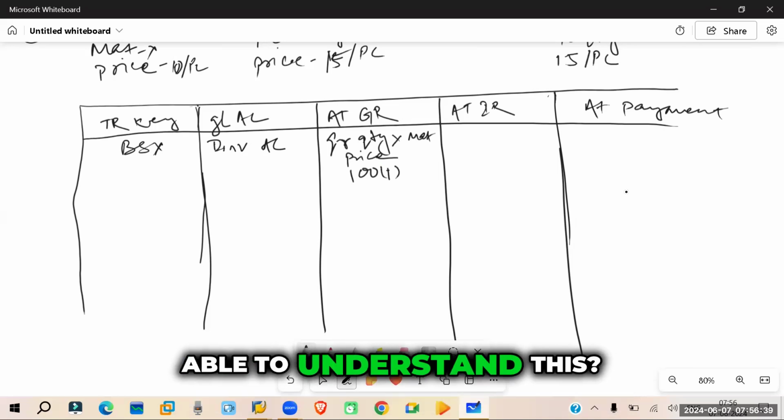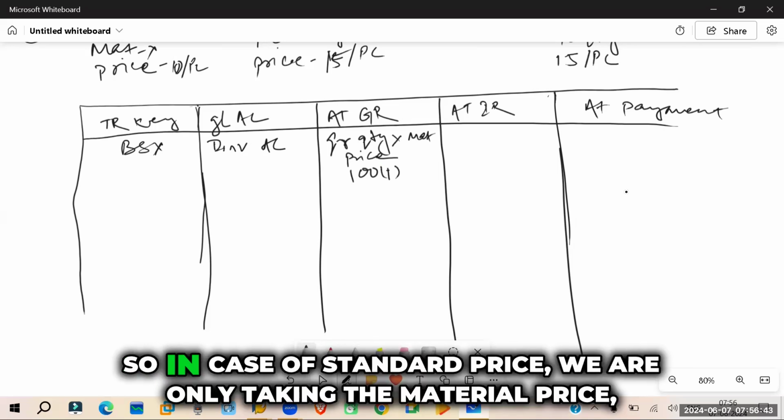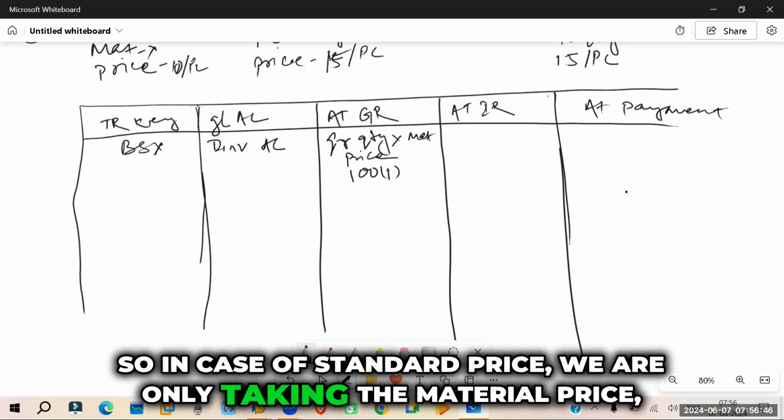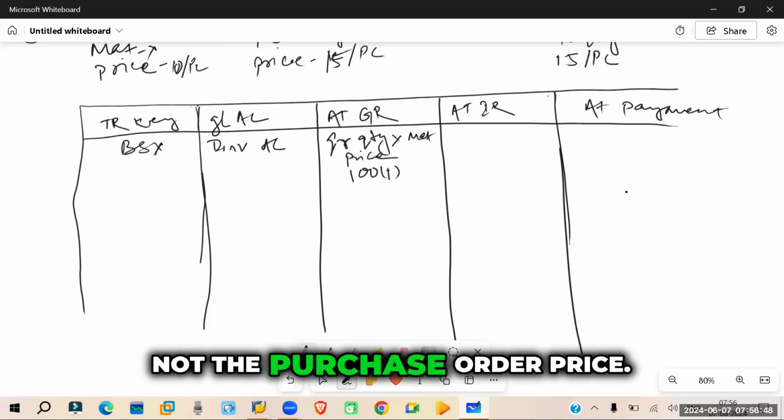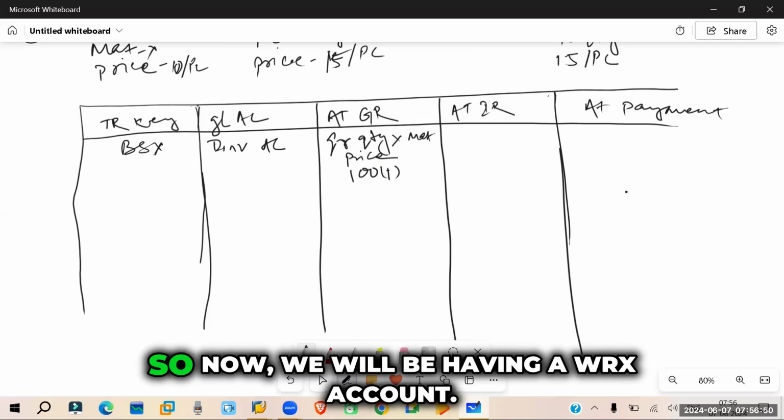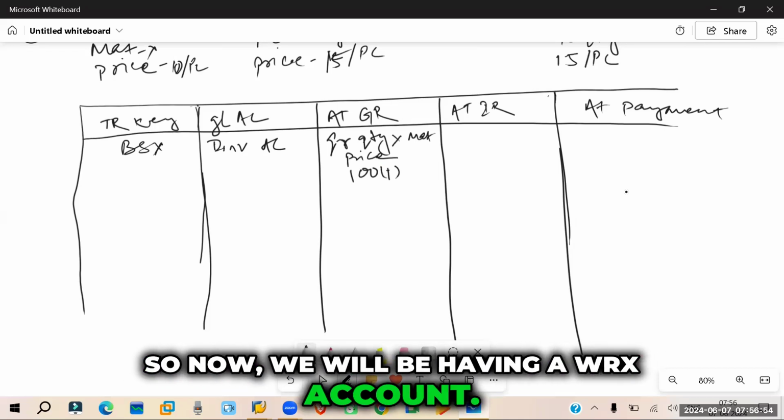Right? Able to understand this? Yes, sir. Okay. So in case of standard price, we are only taking the material price, not the purchase order price. Okay. So now we will be having a WRX account.